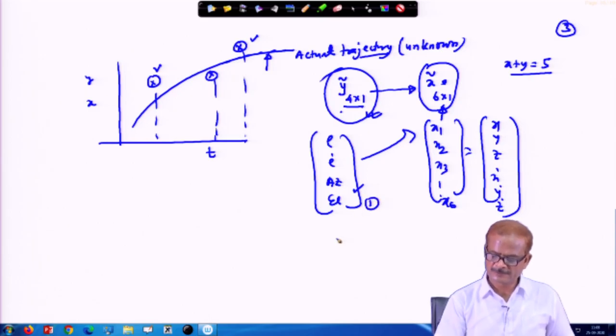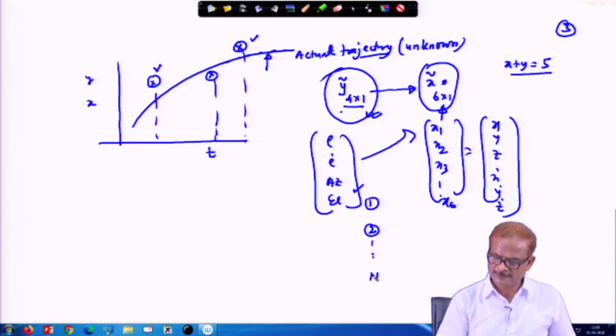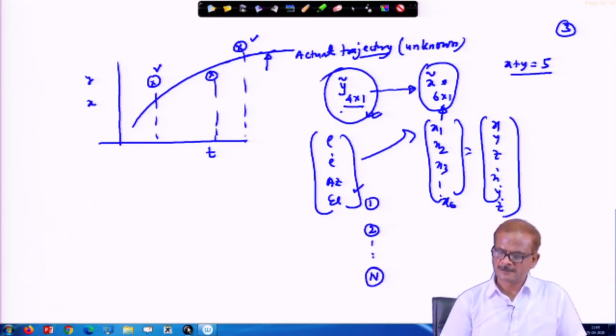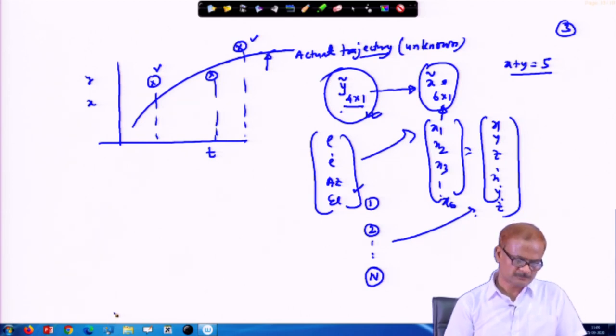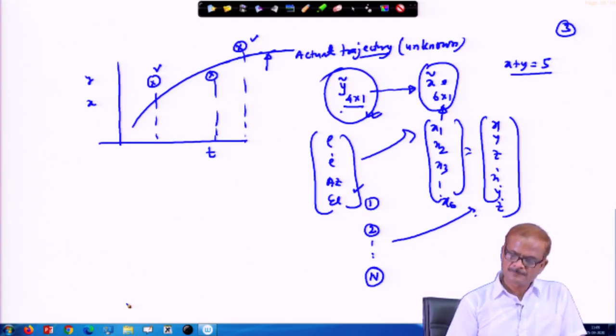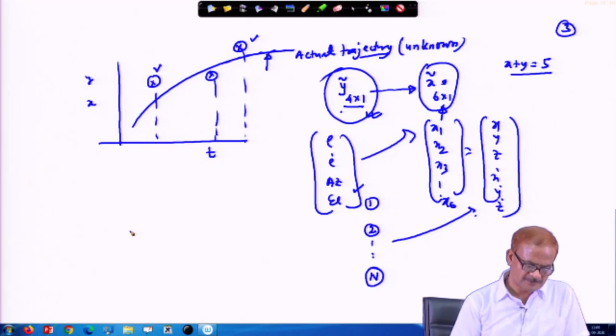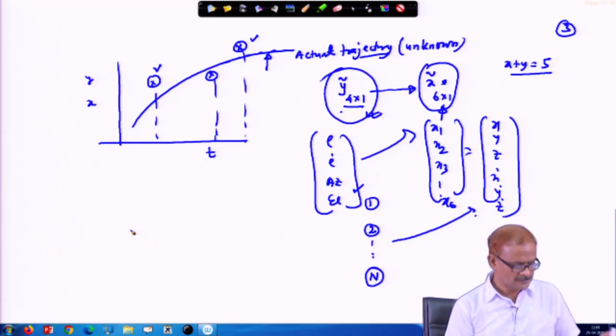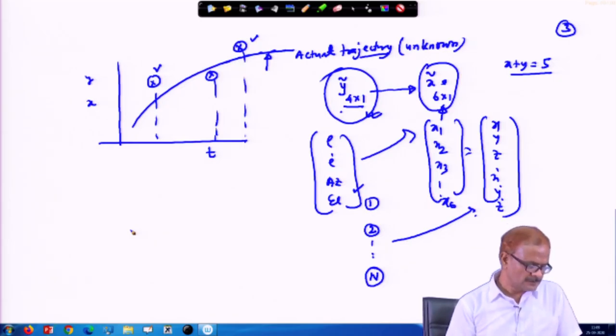So, at the first instant of observation, then the second instant of observation, in total n number of observations we make, and from there we try to determine this part. And in that course, the least square estimation appears. So, we will come to this point.